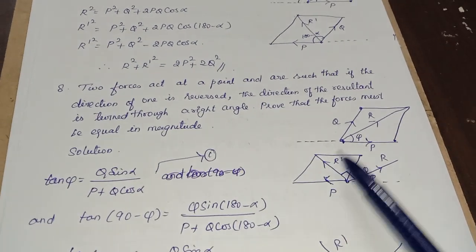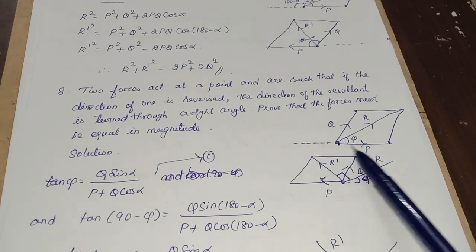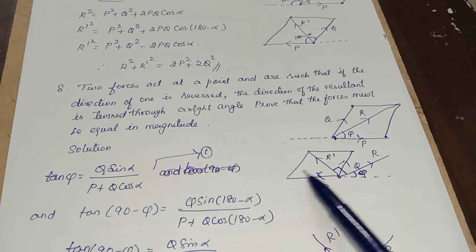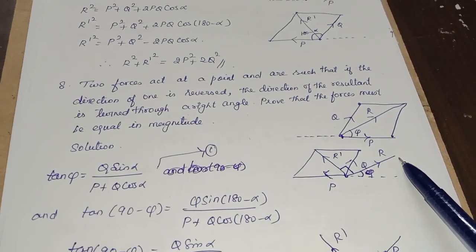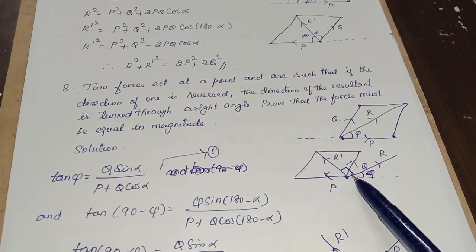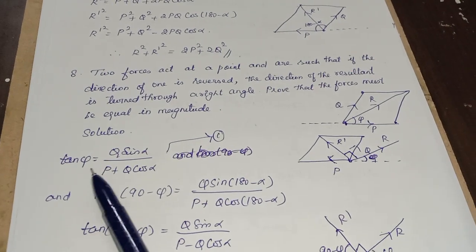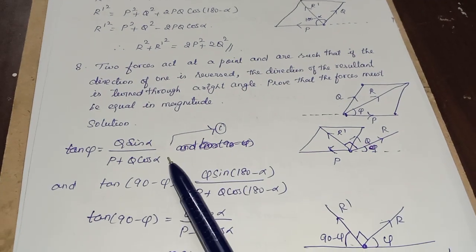So I have drawn a separate diagram for this. This is the first case, when the forces are acting at some angle alpha. When the direction of one is reversed, this is the new R dash, and here is your old resultant R. The angle between this R and R dash is given to be 90 degrees. So I'm going to make use of this. See, tan phi equals q sin alpha by p plus q cos alpha. This is for the first case, right?